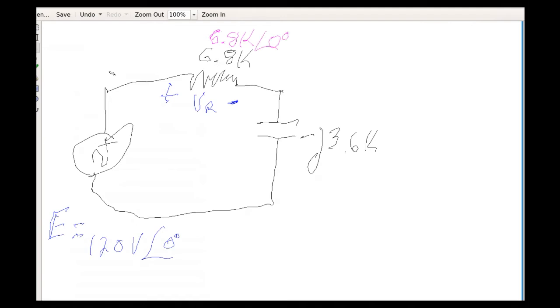And this is a capacitor, okay? And the capacitor is defined as being a minus J, or if you want to write it in polar form, is 3.6 K at an angle of minus 90. So this J is referring to minus 90 degrees there.